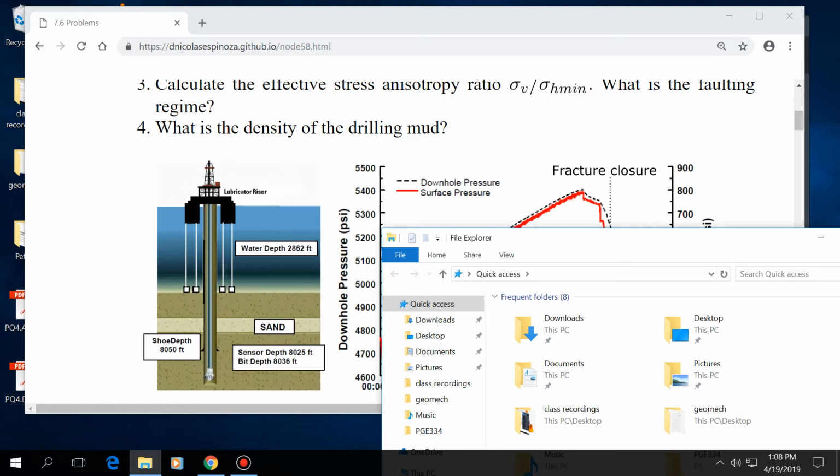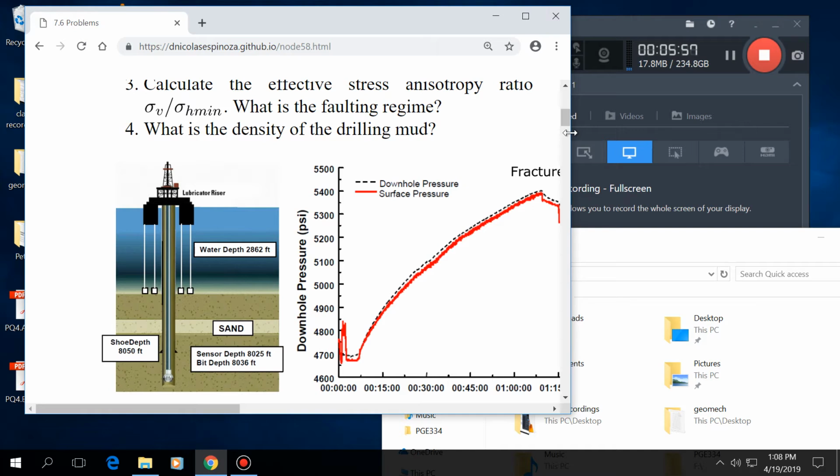So if that's the case, then what do you think the type of faulting regime is? Could it be reverse faulting? Why not? It's less than SV, right? So it's not reverse faulting. It's either strike slip or normal faulting. So we can discard that option.